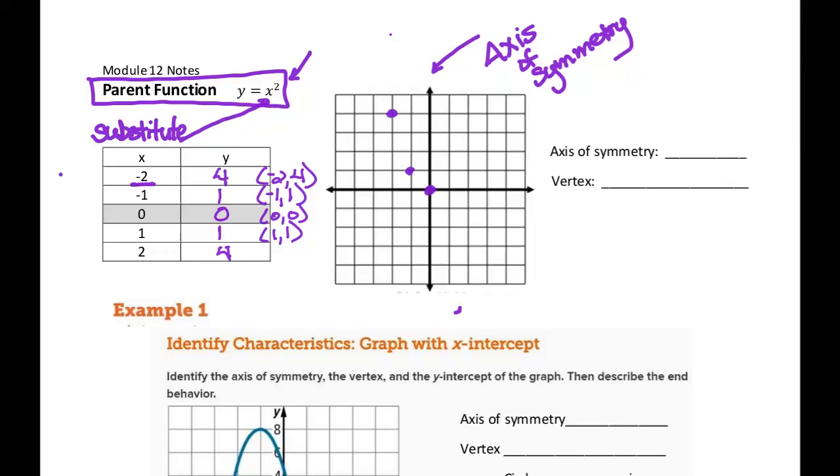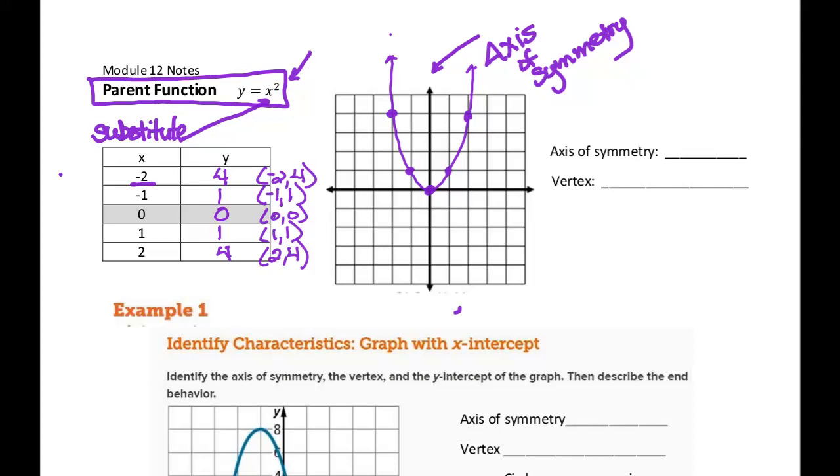So 2 squared is 4, so that is (2, 4). As I graph all of these, look what shape we have. Then I need to connect them with a gentle curve. Make sure it's more U-shaped and not a V. It has a little bit of a point there, but that's okay. So this is the parent function. This is what y equals x squared is always going to look like.